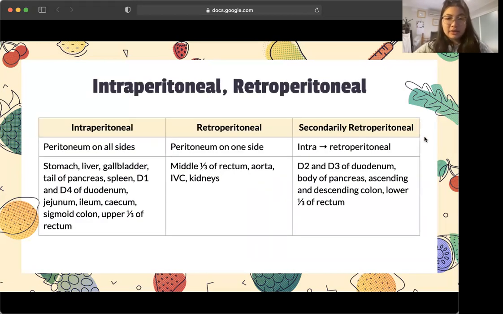Again, just a lot of text on this slide. I think we're pretty familiar with all of this terminology by now. The main thing that I wanted to point out here, because they do tend to like to ask about it a little bit more than everything else, is that the majority of the pancreas is secondarily retroperitoneal, but the tail, which I'm sure you've heard of, tickles the spleen, which is intraperitoneal, is also going to be intraperitoneal.